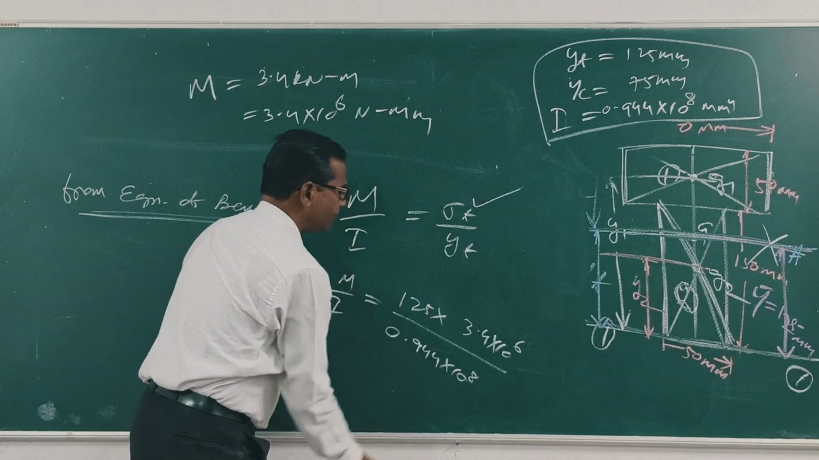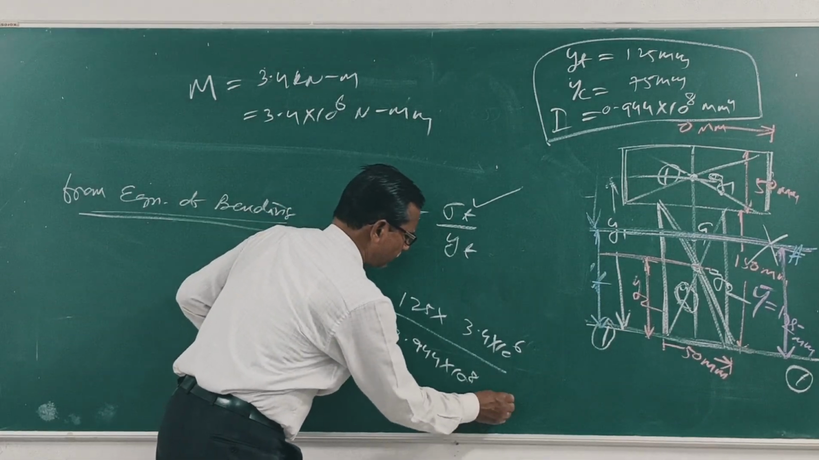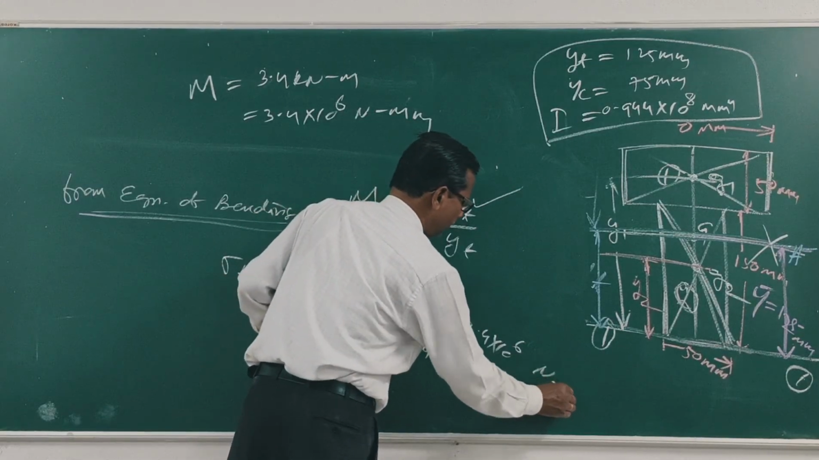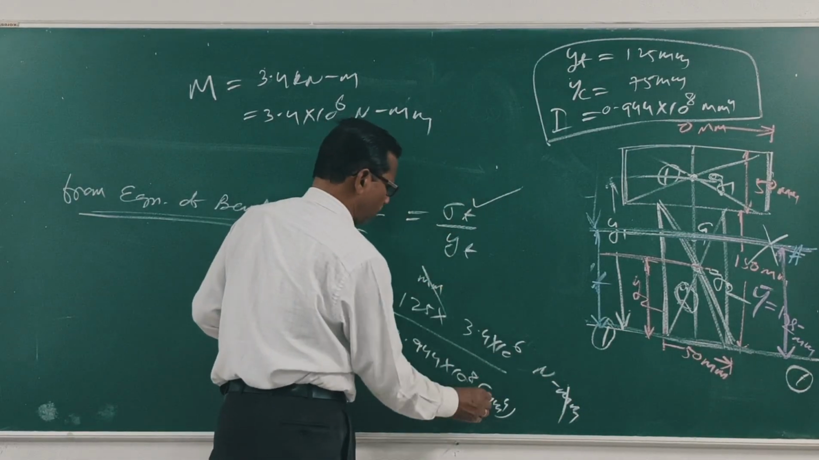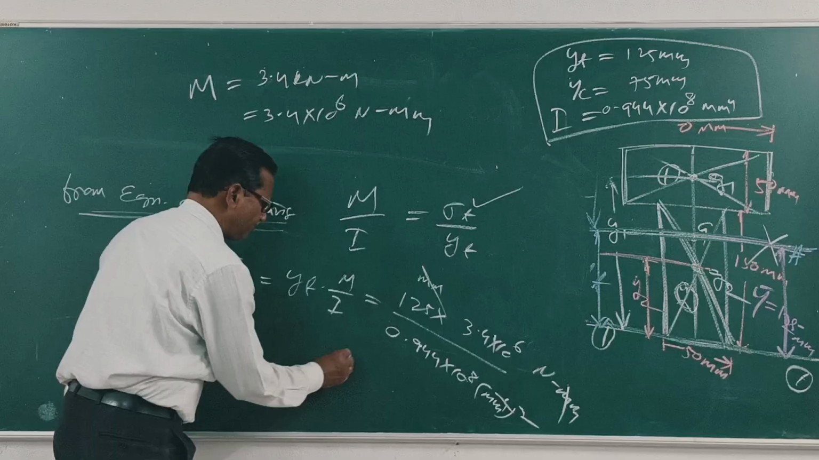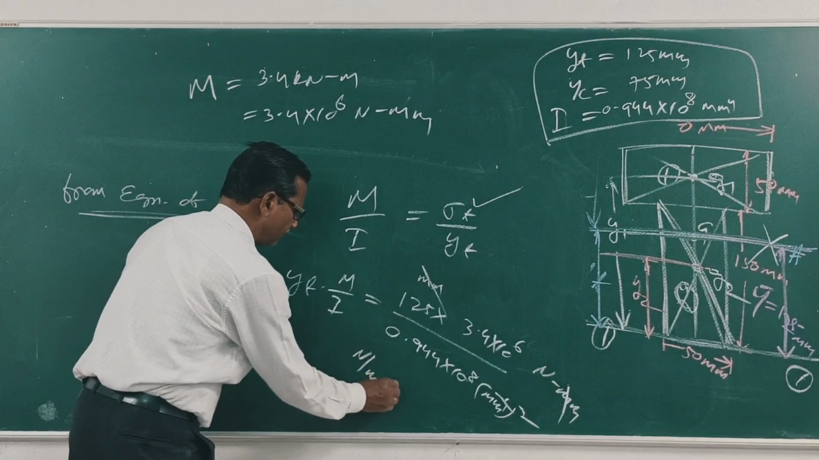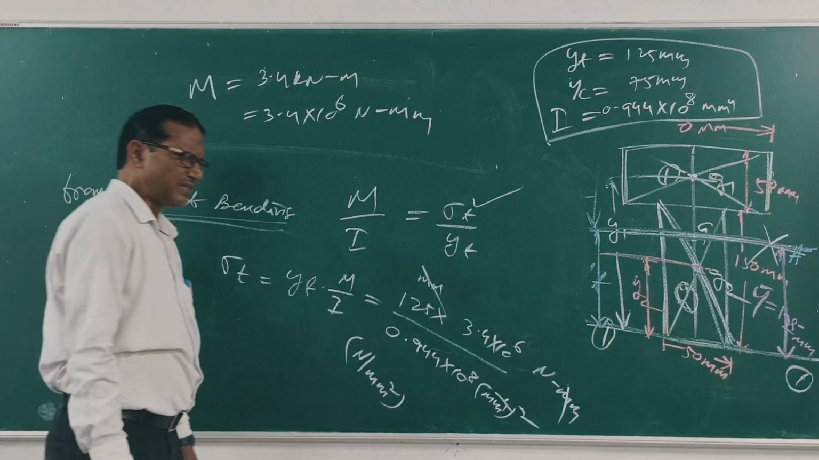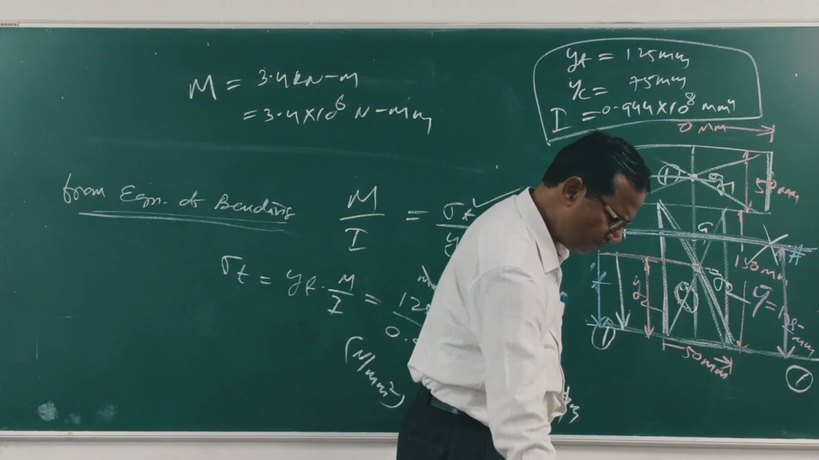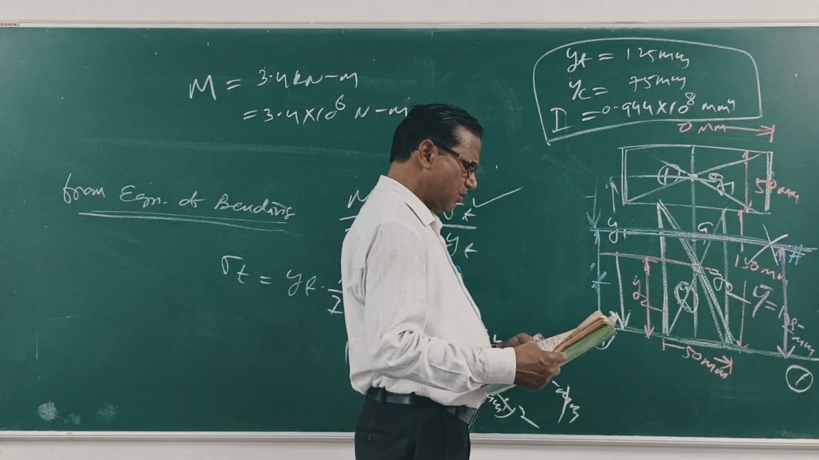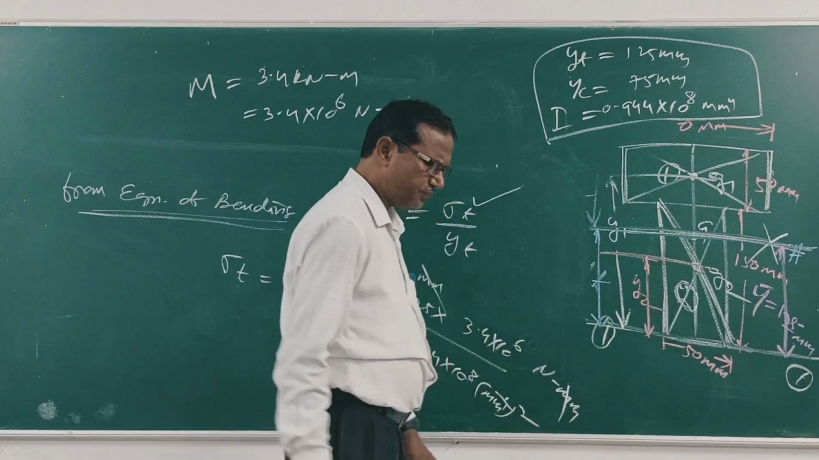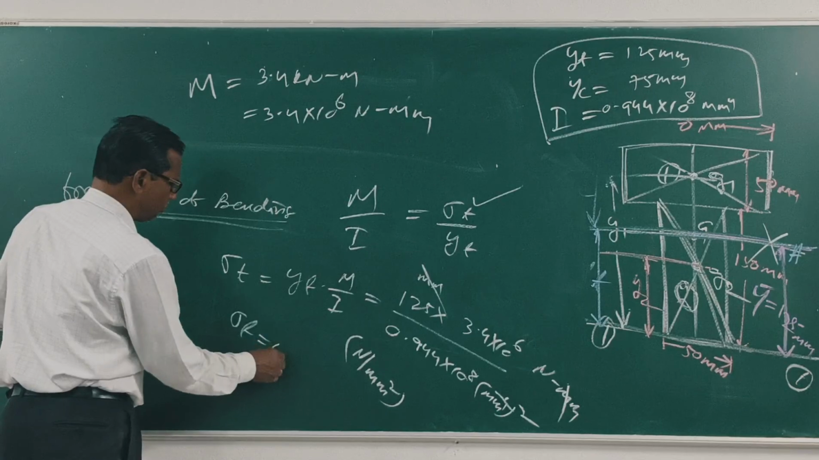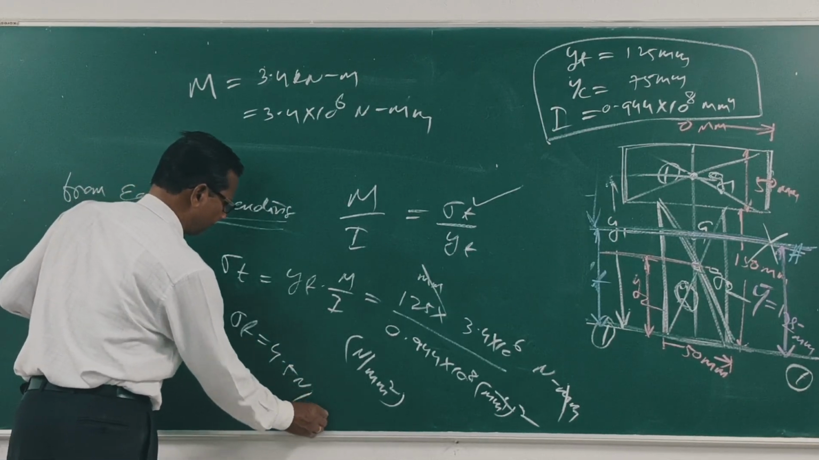0.944 into 10⁸ mm⁴. This is Newton mm, so mm cancels out. The answer is Newton per mm square. Right? What is the answer? The answer is 4.5 Newton per mm square. Sigma T is equal to 4.5 Newton per mm square.